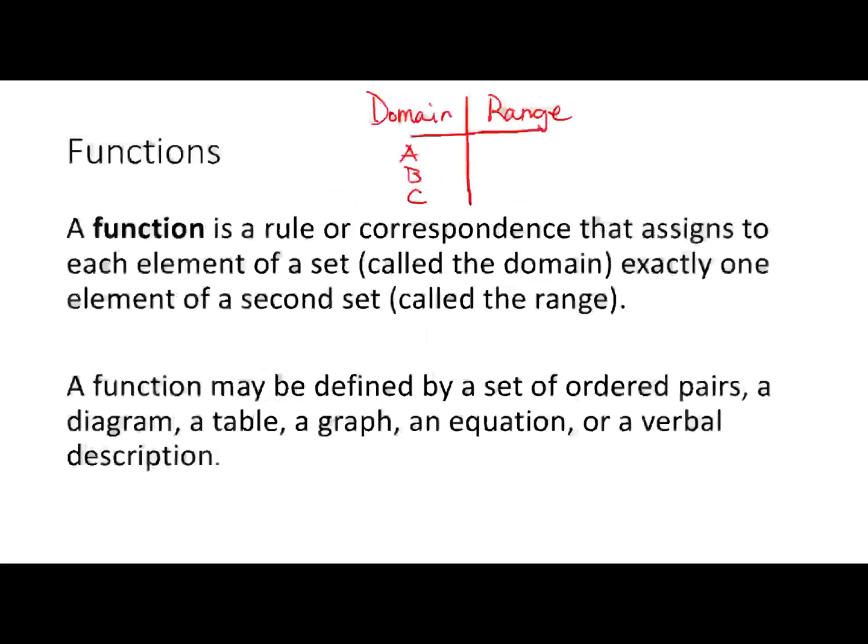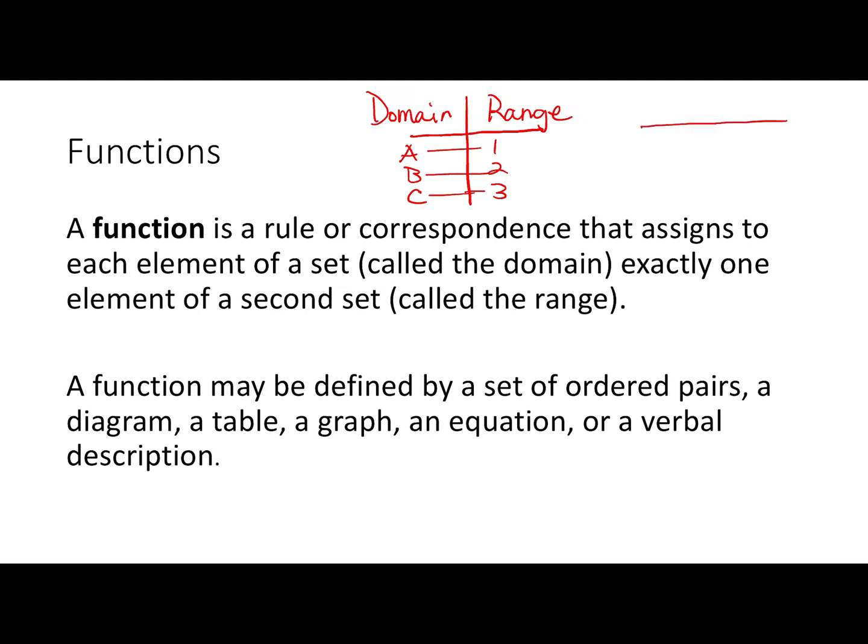So let's say we have A, B, C and we have 1, 2, 3. A goes to 1, B goes to 2, and C goes to 3. That is a function. Exactly one element of the domain goes to one element of the range.